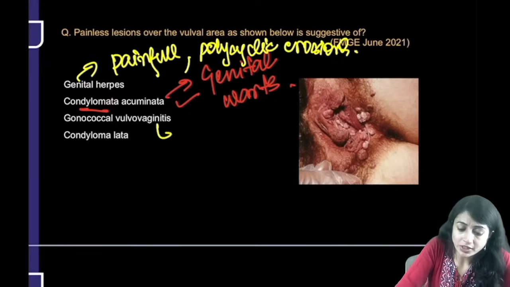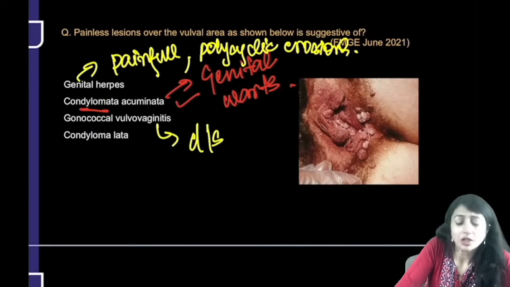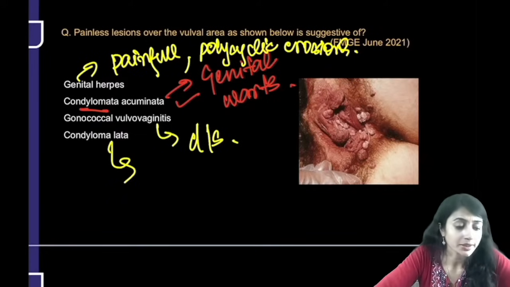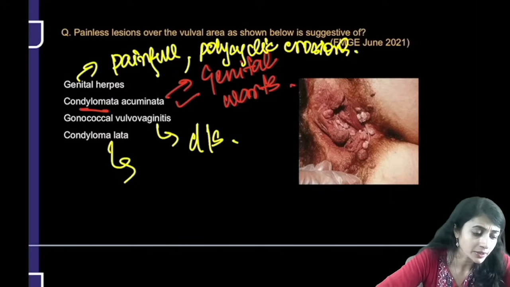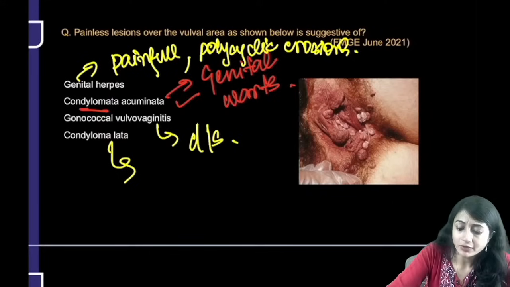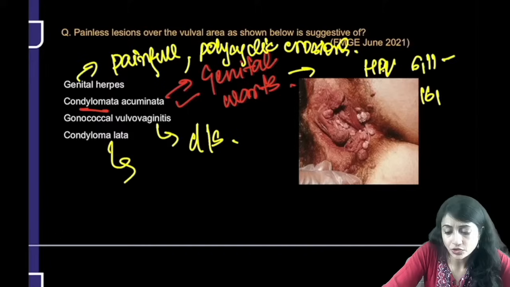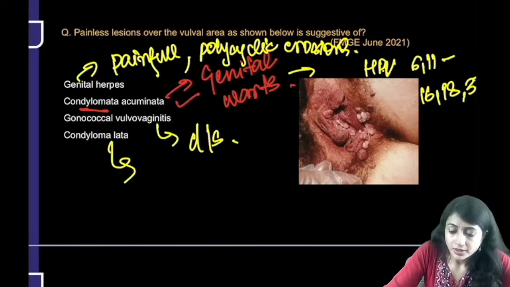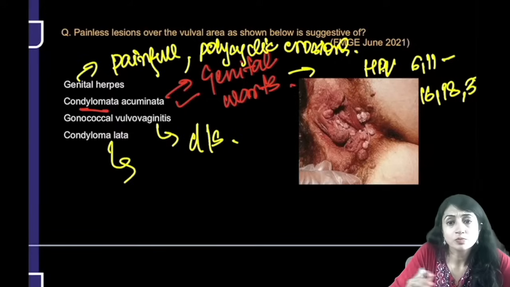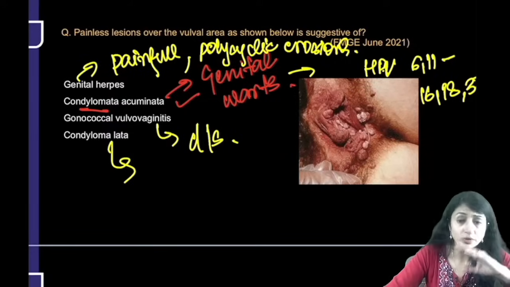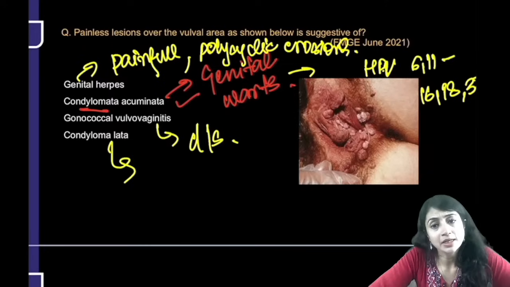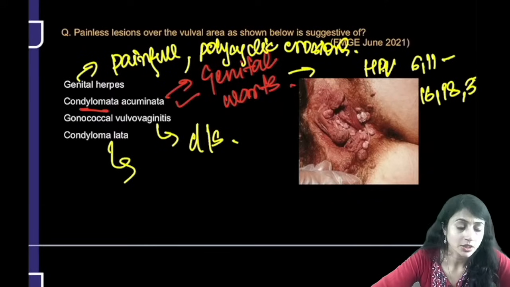Gonococcal vulvovaginitis will present with discharge. There is no ulcer, there are no lesions. What is condyloma lata? Yes, you all are right. For genital warts, the cause is HPV 6 and 11, and there can be other strains also: 16, 18, 32, 33. 6 and 11 are responsible for low risk and 16, 18 are associated with high risk HPV.